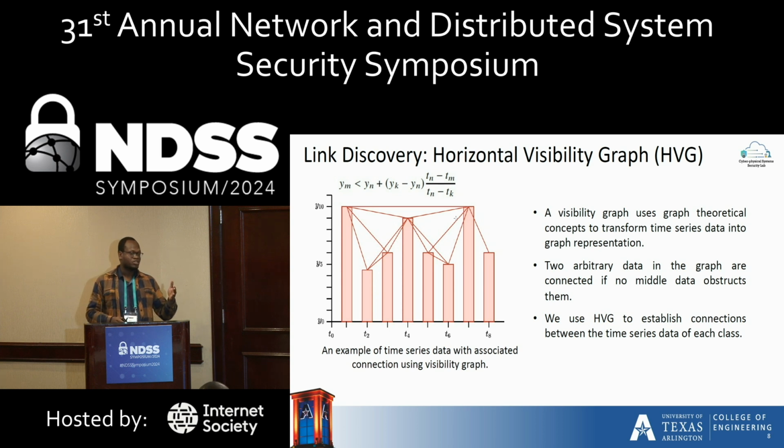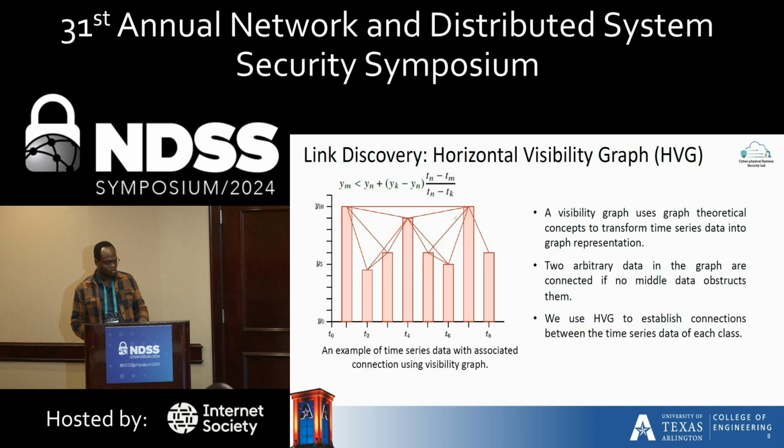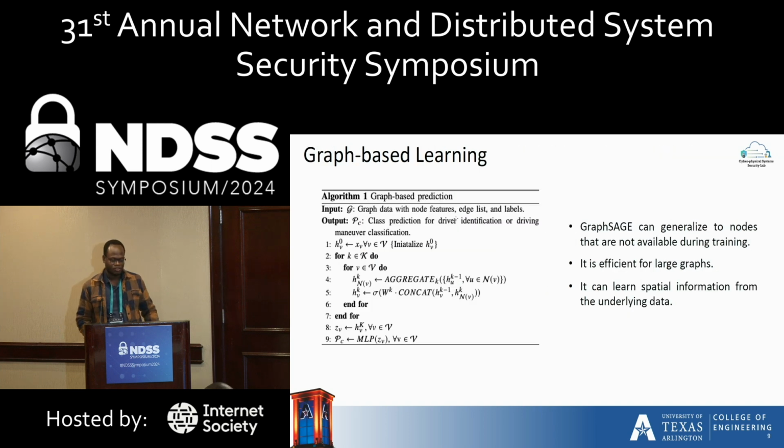The way it works simply is that on a time series scale, two data points are connected when the data in between those two data points do not block their views. So you have data points A and C, and another data point B is in between, but B is shorter than data points A and C, and so you can establish connections between them. And so we're able to use this to establish connections between our time series data points. And this gives us a graph which we then fed to a graph neural network architecture.